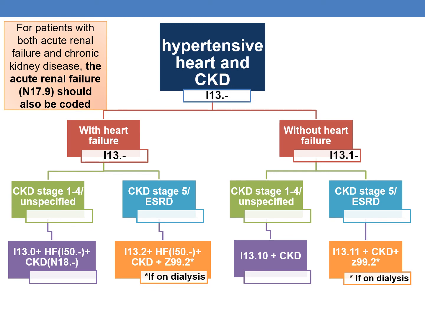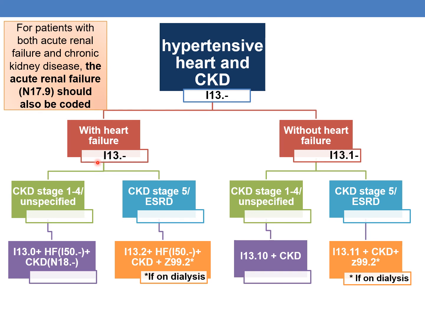Coming to hypertensive heart and CKD. If the patient has a heart related condition and CKD and the patient is hypertensive, in that case, you have to assign a code from the I13 series. If the patient has hypertension, heart involvement and kidney involvement, I13.0. Dash indicates the code is further subcategorized. So hypertensive heart and CKD is categorized into two types, with heart failure and without heart failure.